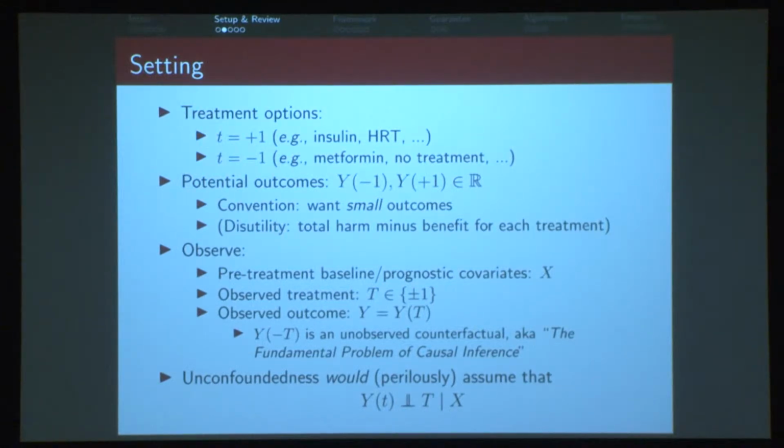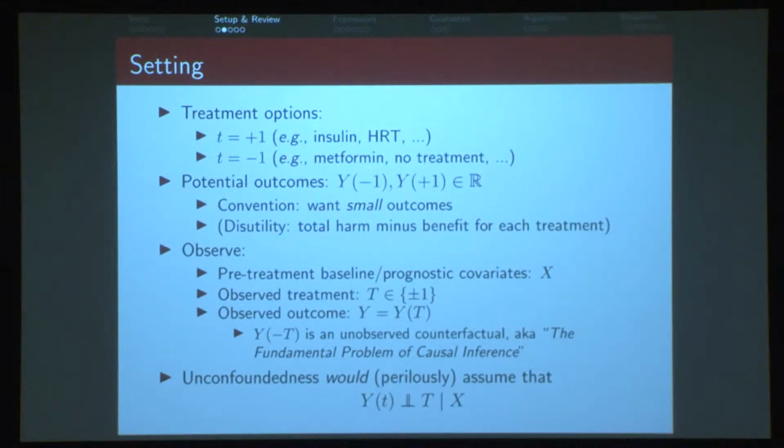And each one of these treatment options is going to be associated with two variables. So if we think about that person, Anna, there are two variables associated with her: the outcome she would experience if she were treated with treatment -1, and the outcome she would experience if she were treated with treatment +1.